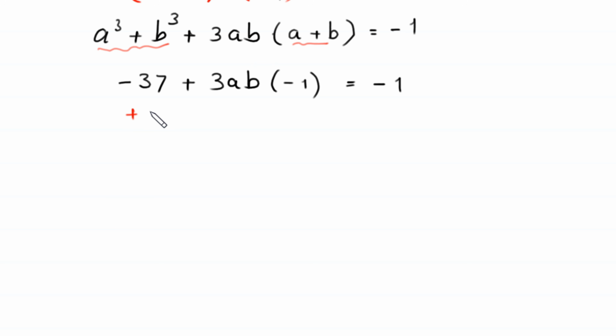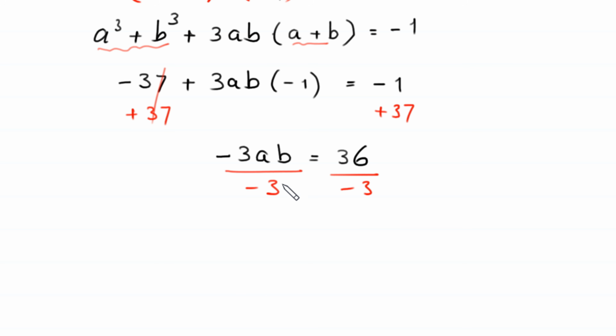Now we add 37 to both sides of this equation. So this 37 will be cancelled out with this 37, and this 3ab times negative 1 will become negative 3ab is equal to negative 1 plus 37 will become 36, and from here we divide both sides by negative 3. So this get cancelled and we get the value of a times b is equal to negative 12. Let's call this equation 2.